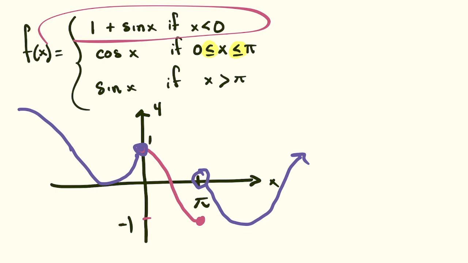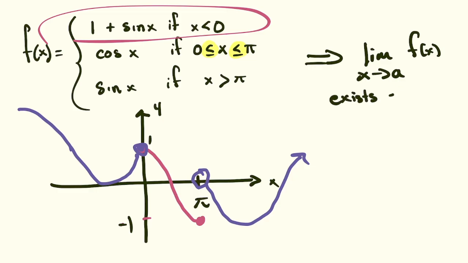All right, so what do we notice? We notice that there is this big jump here in our graph when we are at pi. So that tells us in our solution that the limit as x goes to a of f of x exists everywhere except at x is equal to pi.